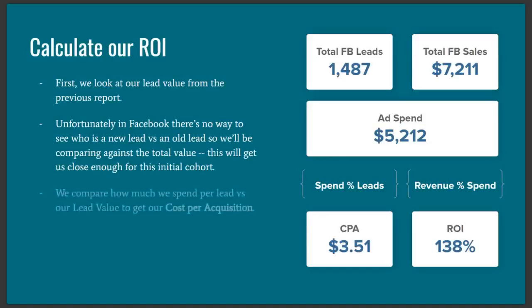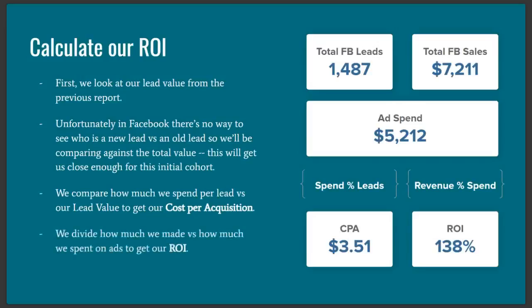So we compare how much we spend per lead versus our lead value to get our cost per acquisition. You see how much we spent was $5,212. We've made $7,000 off of the Facebook leads. Awesome, we're doing well. Our total ROI is 138%. Cost per acquisition is $3.50. And you can see that because we spent $5,000 and we got 1,400 leads. So that's our cost per acquisition.